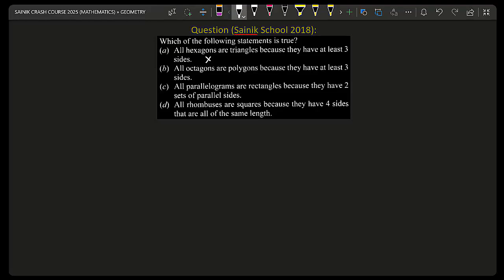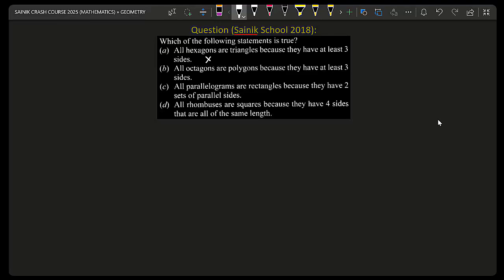So who is going to discuss option B? Harshavardhan, read option B. All octagons are polygons because they have at least 3 sides. Okay, what do you mean by octagon? Sir, it has 10 sides. Octagon means 8 sides; decagon means 10. They're saying all octagons are polygons because they have at least 3 sides.